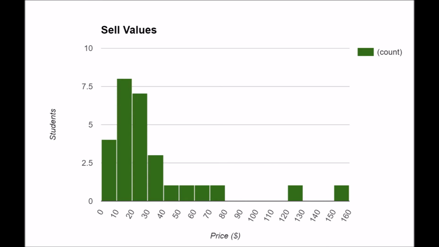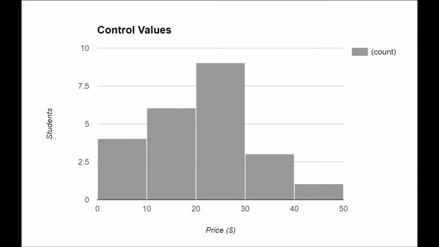This is the histogram for the sell group. Many more of the values are greater than $20, with a good number of the values greater than $40. It's clear that the sell group has higher values than the buy group. This is the histogram for the control group. The values tend to be between those of the 2 other groups.